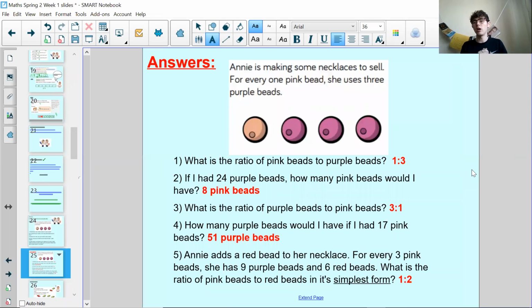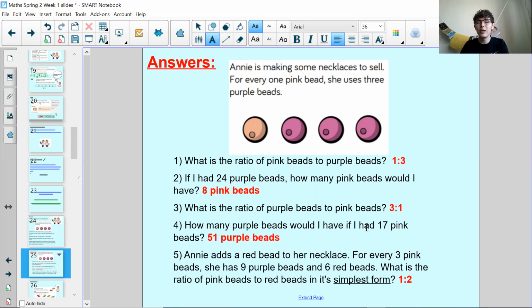Okay, well done. I hope you had a go at that and it wasn't too tricky. I've got your answers up on screen now. So what is the ratio of pink beads to purple beads? Remember, pink to purple, so pink is first, so it's 1 to 3.